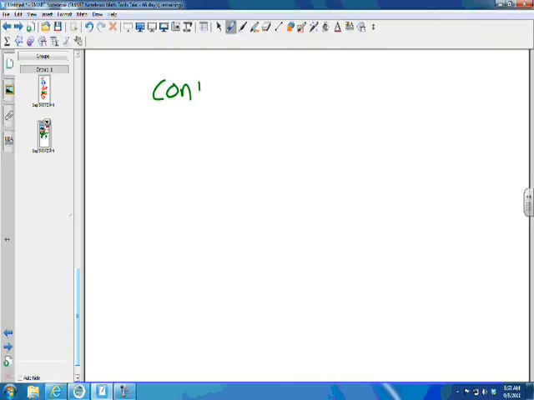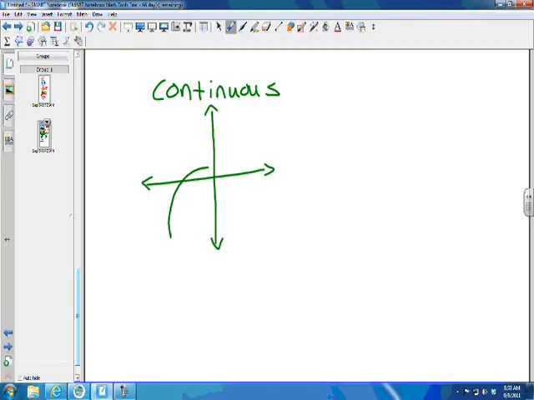Continuous will only be if there's a graph, and basically any lines or curves that are smooth curves that continue. They don't break. There's no breaks in them. That is continuous. Discrete will be if you just have points.